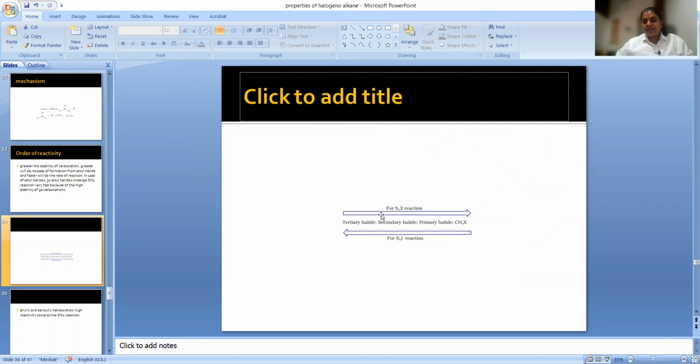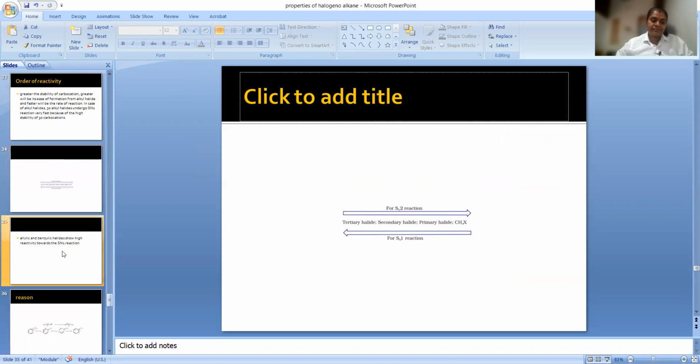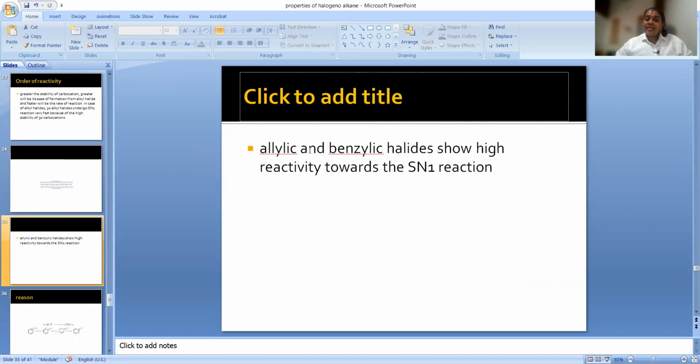In the SN2 reaction, who is more reactive? The primary halide. If you take the SN1 mechanism, the tertiary halide is better. And the secondary halide will react using either the SN2 or the SN1 mechanism. Now, allylic and benzyl halides show high reactivity.